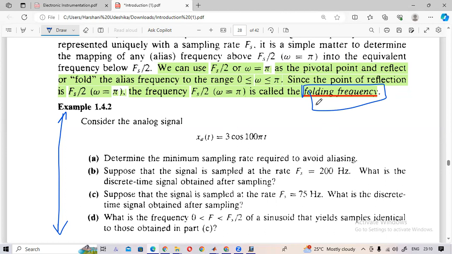Okay. So we will stop here. Do you have any problem? If you have any problem, you can ask. Otherwise, you can leave.